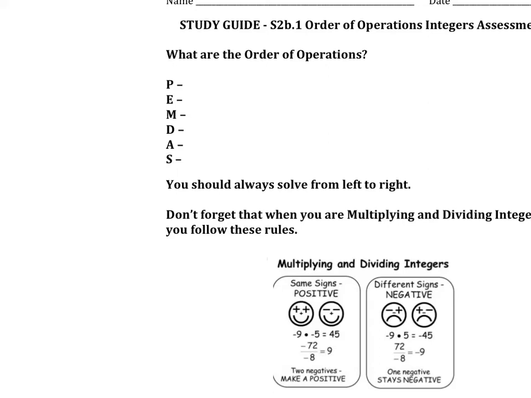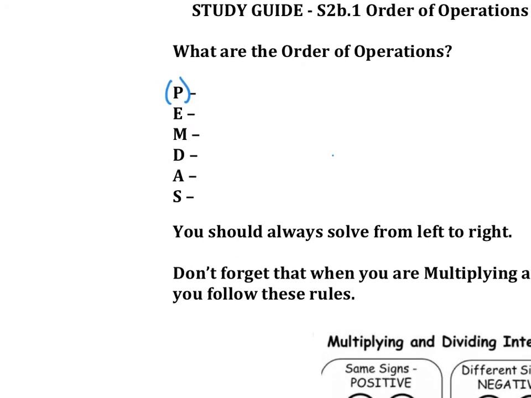Let's review our order of operations. Remember, P stands for parentheses. And remember, a parentheses would mean that two numbers have to be inside of it. This is an example of where you would solve the parentheses first. This is just there to tell you this is a negative number.